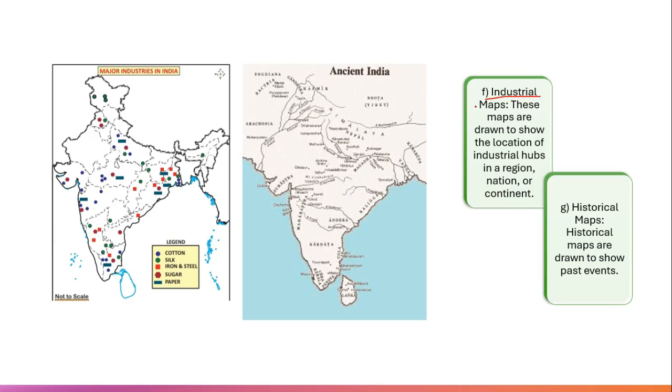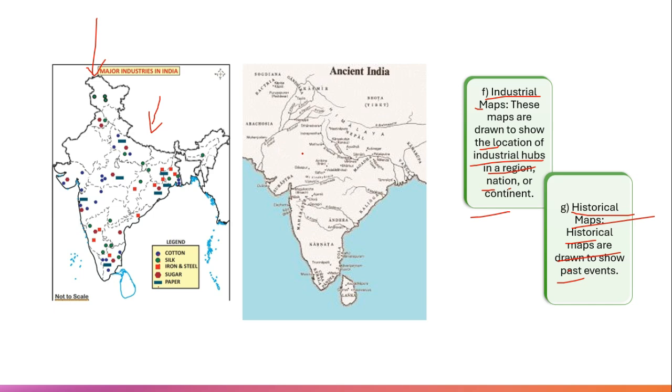The next is industrial maps. So industrial maps are drawn to show the location of industrial hubs in a region, nation or continent. So here in this map, with the help of different point labels, it is shown that what major industries are there in India at which places. Then we have historical maps. So historical maps are drawn to show the past event, like how any area was earlier in history.